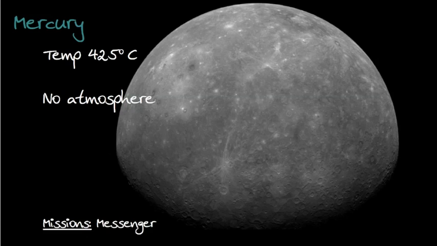So away we go. Here we go. We're starting our little tour. So Mercury is the closest one to the sun. Now, Mercury, because it's very close, it's very, very hot.